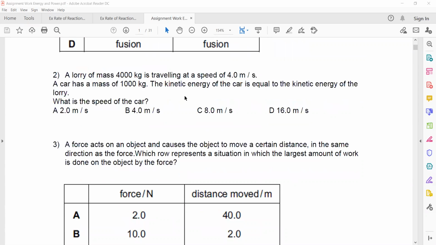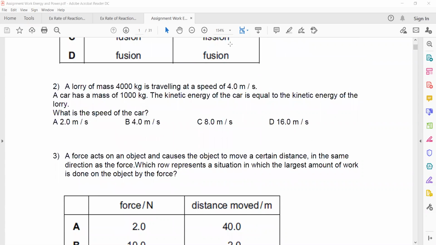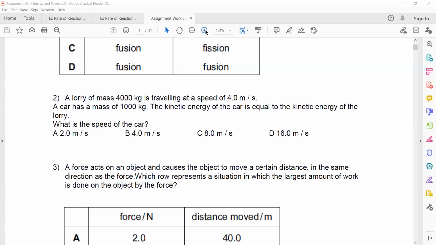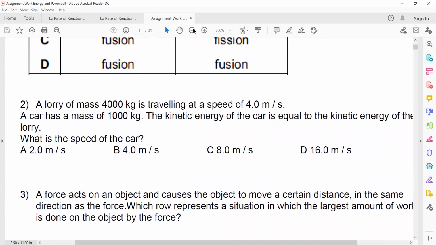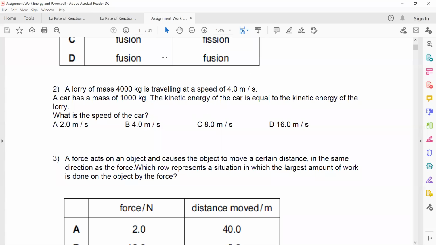Question 2. I think we did this, but we'll do it again just for revision. What could be the answer here? The kinetic energy of the lorry is the same as the kinetic energy of the car.